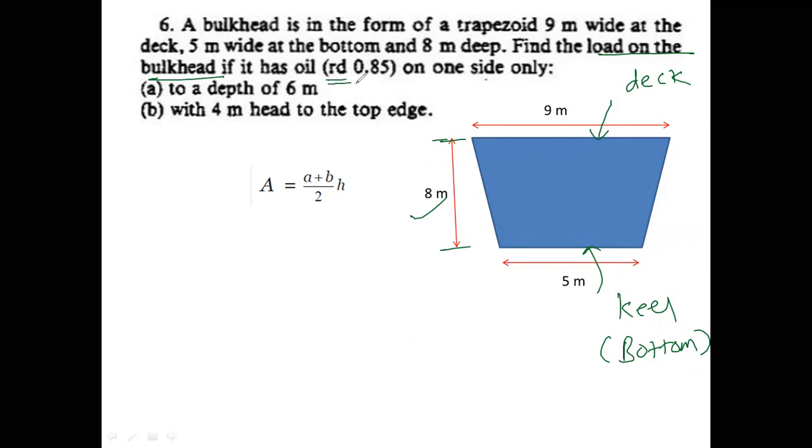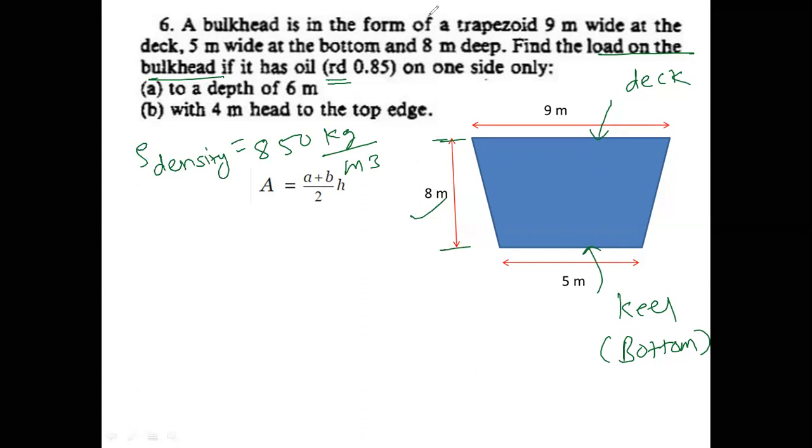If the relative density of the oil is 0.85, it means that the density of the oil will be 850 kg per meter cube. You have to multiply with 1000, the fresh water density, then you will get the density of the oil. That will be 850 kg per meter cube. Okay, on one side only. Like these conditions they have given.